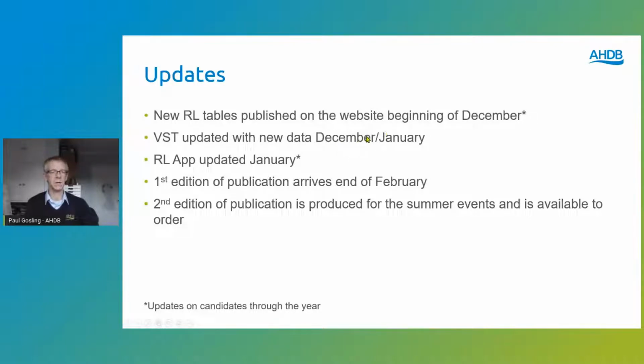So the variety selection tools are updated going forward, starting with wheat and spring barley, which are the most frequently used. The RL app gets updated in January. Again, it takes a little bit of time to get the data into the app and to be proofread to make sure we're sending out completely accurate data. And then the first edition of the physical publication arrives usually sometime in February. I've said end of February because there can be delays in the system. We aim to get it out at the beginning of February onto your doormats. Then there's a second edition produced in the summer for summer events, and that's all available to order as well.